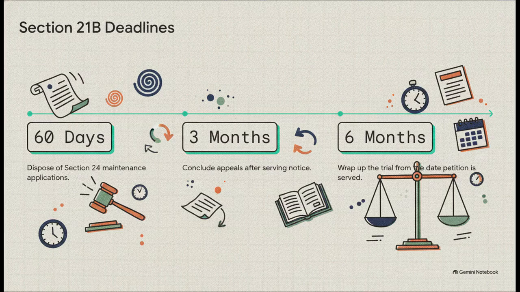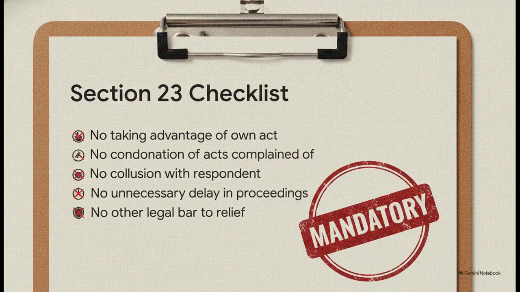And the actual trial itself? Well, the court is directed to try and conclude it within 6 months from the date the petition is served. The entire goal here is speed and certainty. But hey, speed doesn't just mean rubber stamping things. Before a judge grants any decree under this Act, you need to show the examiner that the judge is statutorily bound by Section 23 to run through a very specific checklist.